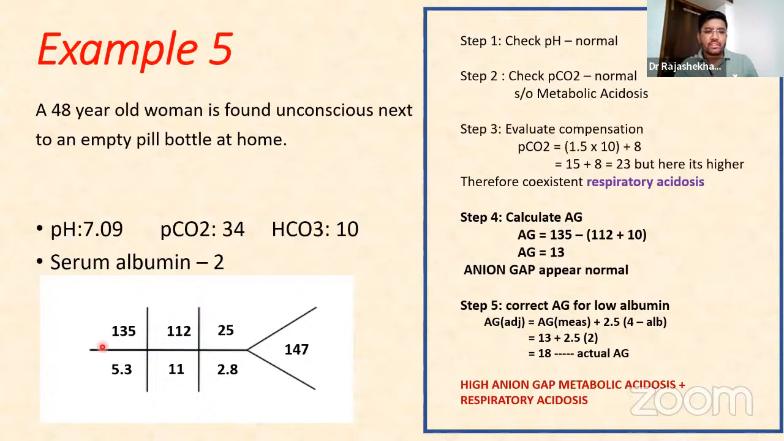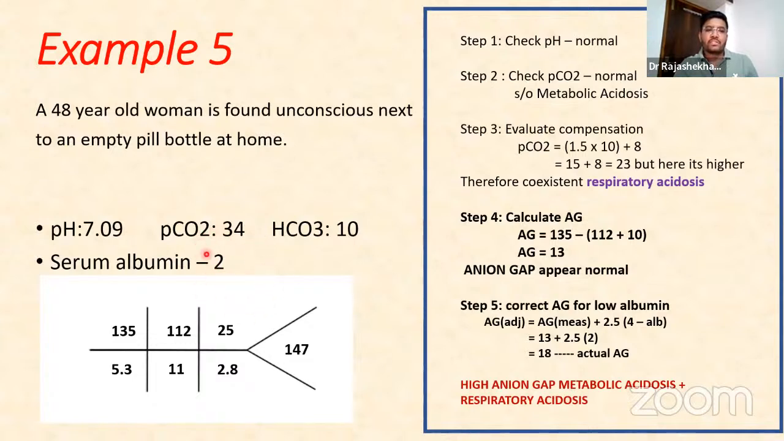If you see this electrolyte report, the anion gap appears normal. That is, sodium is 135 minus 112 plus 10, that is 122. So 135 minus 122 is 13. So the anion gap appears normal. Like I told you, the anion gap is 10 to 14, here 13. But if you see the serum albumin here, the serum albumin is very low.